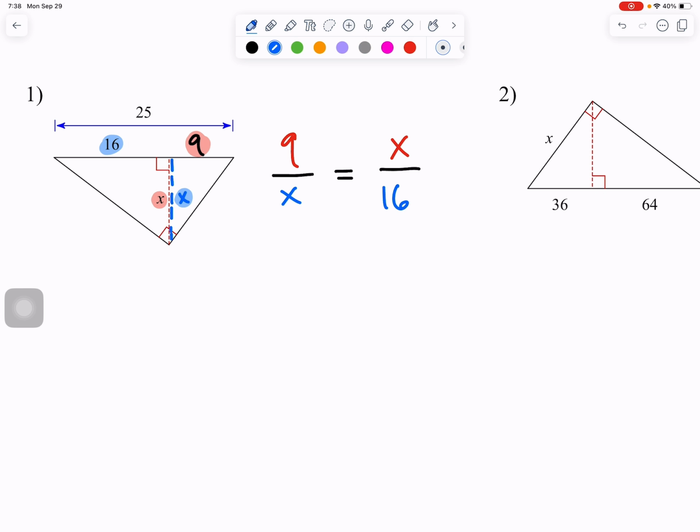From here we will simply cross multiply, and x times x is going to give us, great job, x squared. 9 times 16, well, that should be 144.